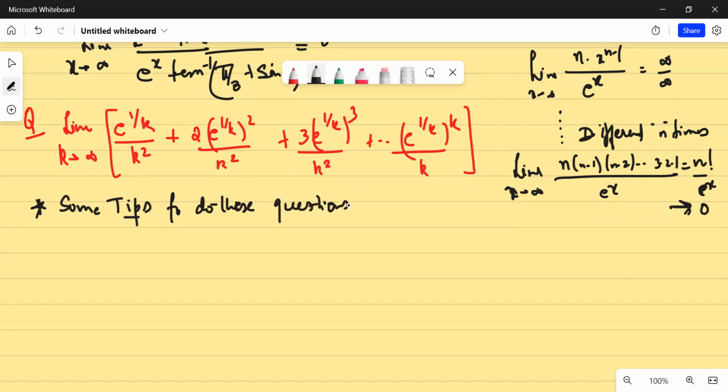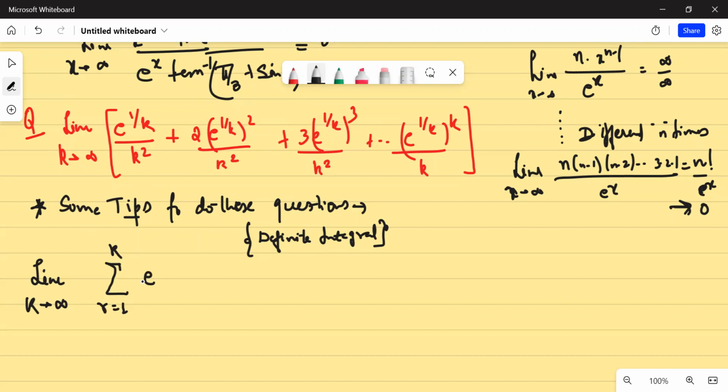This is something that we'll study in definite integral later on. But because this question popped up, I have to do it right now. Okay. So if you see the structure of this question, how does it look like? It looks as if it is limit k tends to infinity, and then I should write limit r equals 1 to k. Just keep an eye over it. e raised to power r by k divided by k square. If you clearly see, this is how it is.